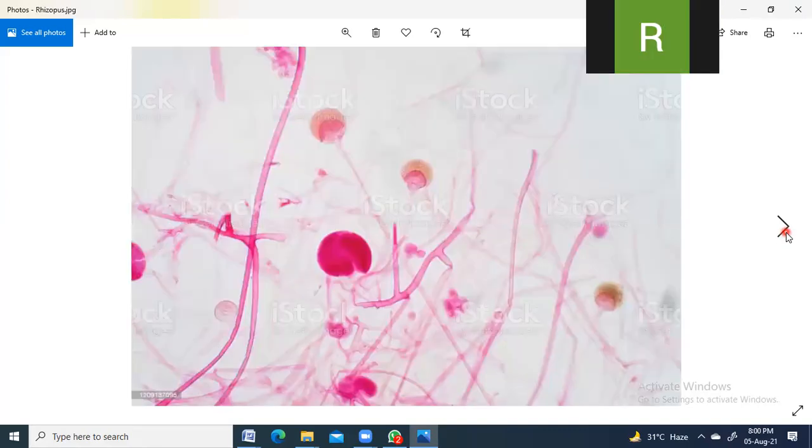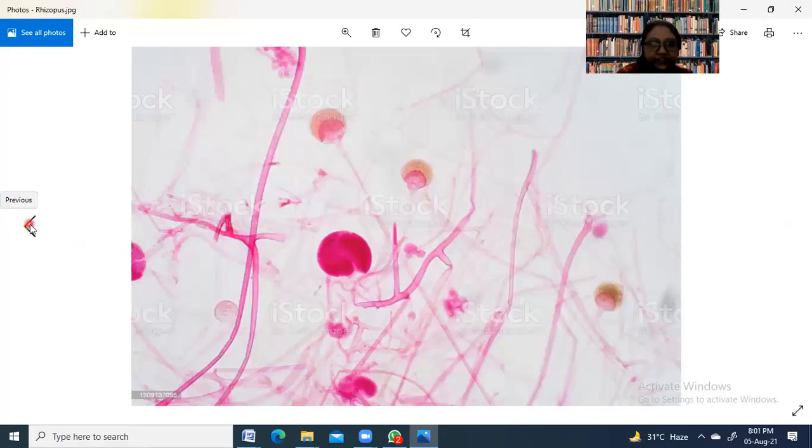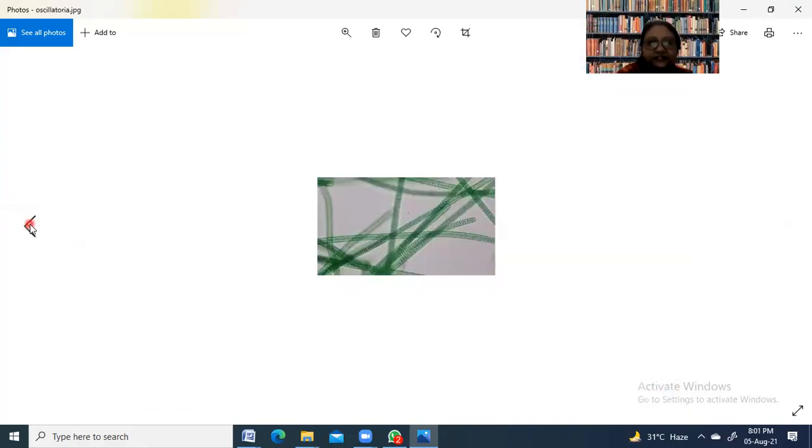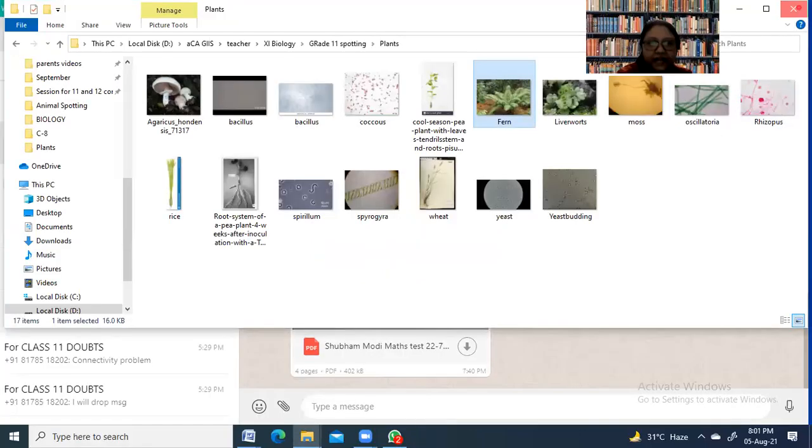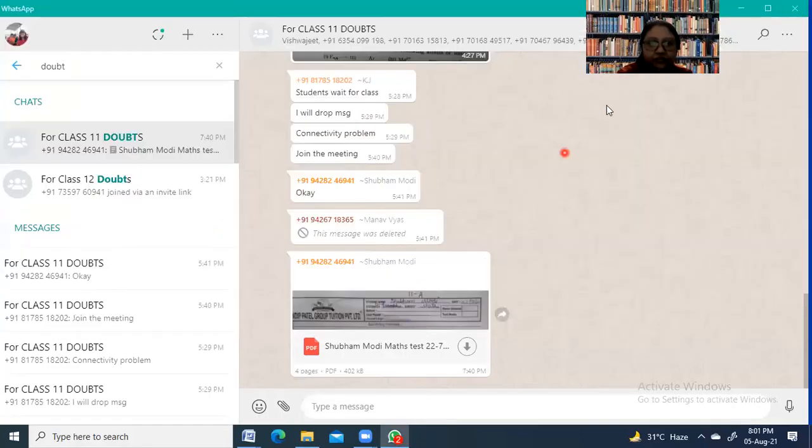This is Oscillatoria, algae. It is Thallophyta. Okay, so we are done with the spotting of plant kingdom. So after spotting of plant kingdom, we will have a spotting of animal kingdom too.